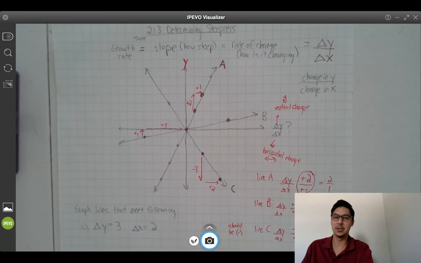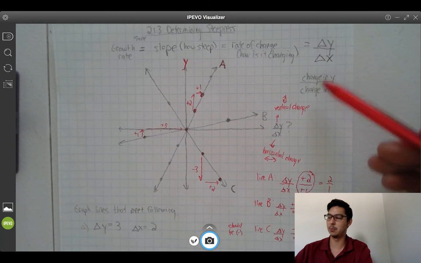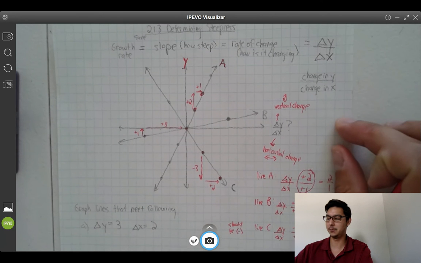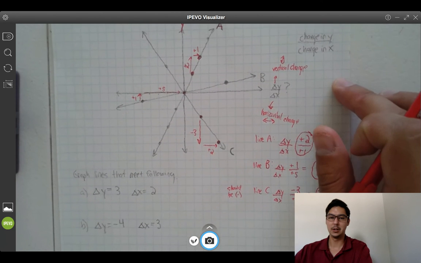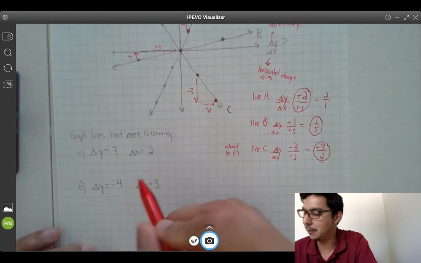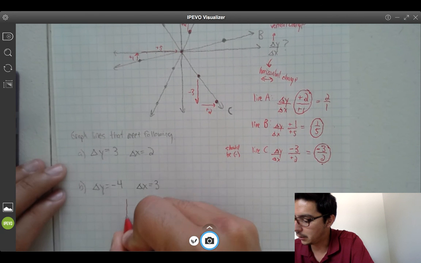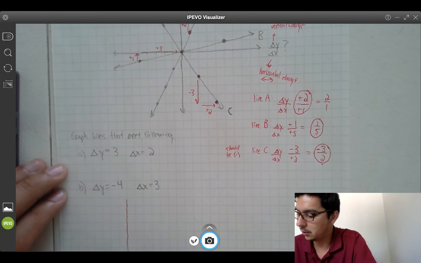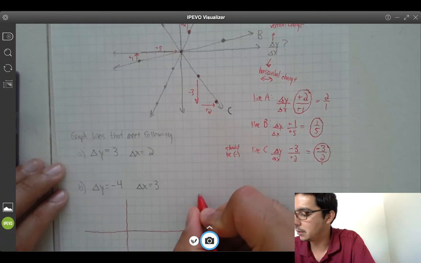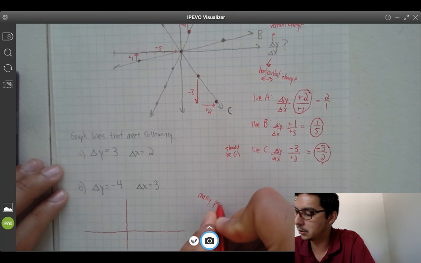Okay? So that's talking about the new notation, change in y over change in x. The vertical change over the horizontal change. Now, you're going to have additional problems that ask you this right here. Graph the following that meet this. So if I draw a graph right here, there are a lot of answers here. So let me premise that there are many possible answers.